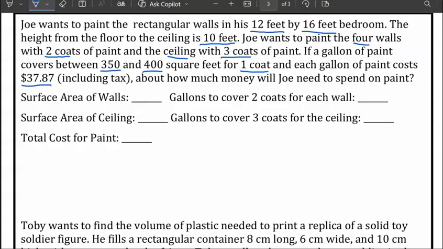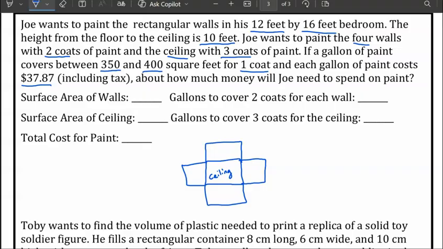The first thing we want to do is draw out a floor plan. We'll say this is the ceiling, and then we have our 4 walls. And then Joe's not going to paint the carpet, so we're going to leave that out of our picture. Okay, so the floor to the ceiling is 10 feet. We have 12 feet by 16 feet.